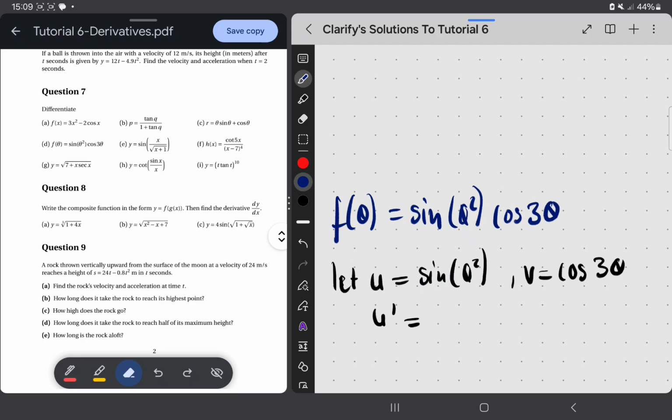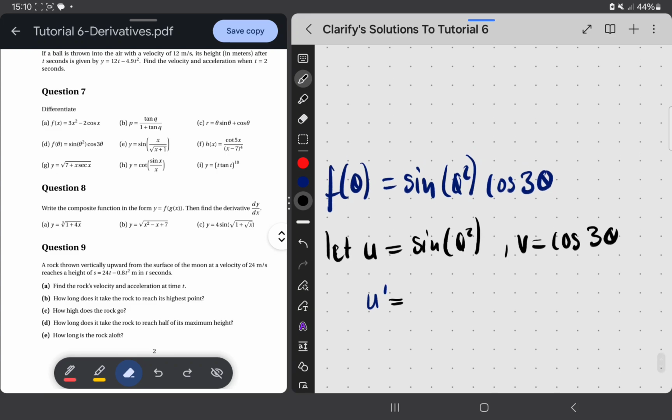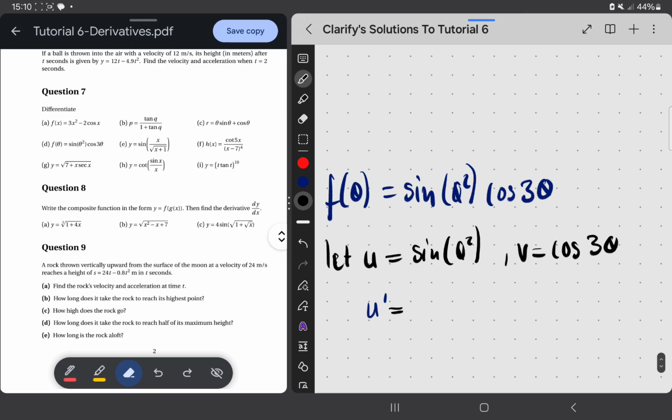Yes. This is a function of a function. We can see that there's something inside and something outside. How do you differentiate something when it's a function of a function, something inside of another function, something which is not a θ? Once you see something which is not a θ, remember the different types of composite functions, which is a function of a function.